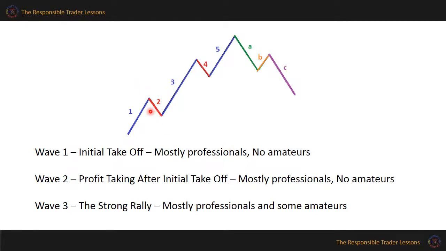Wave 2. At this point, professionals who were in the original wave consider the stock overvalued and take profits. This causes the stock to go down. However, the stock will not make it to its previous low before the stock is considered a bargain again.